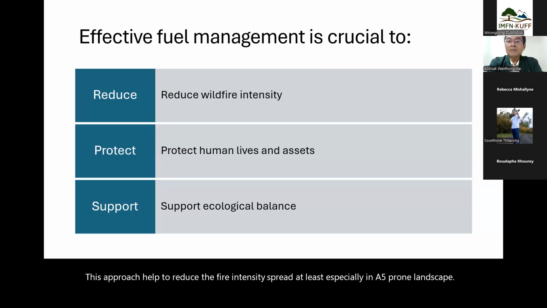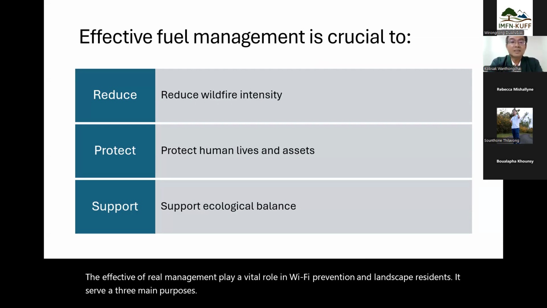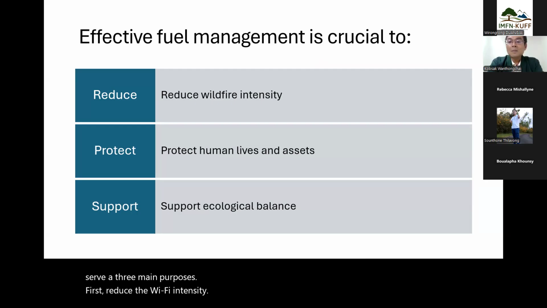Effective fuel management plays a vital role in wildfire prevention and landscape resilience. It serves three main purposes. First, reduce the wildfire intensity. Second, protect human life and assets. And third, support ecological balance to ensure that fire remains a natural and beneficial part of the ecosystem rather than a destructive force.